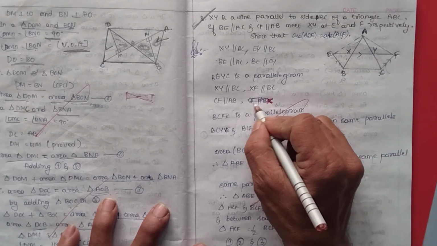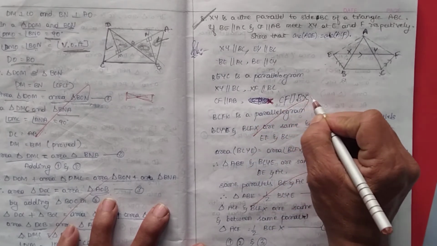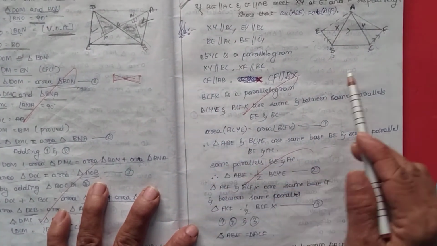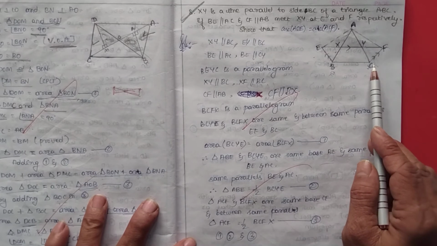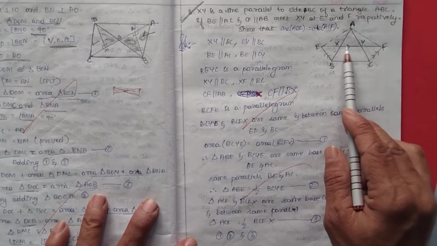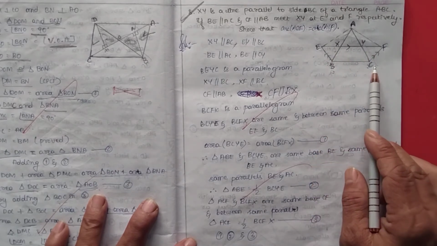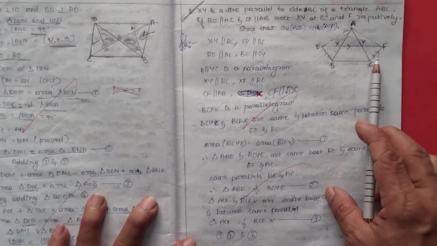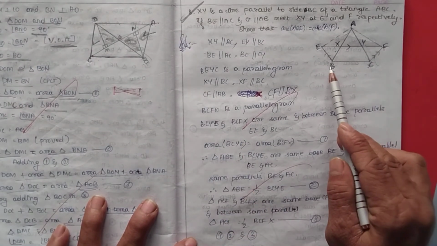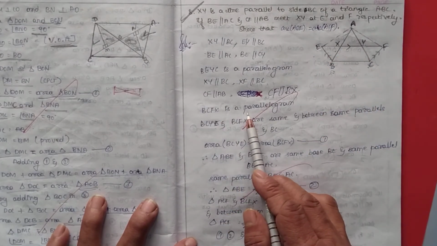Right? I will write it right here. See here, CF is parallel to BX. Right? So next, BCFX is the parallelogram we have taken. This parallelogram we have taken here, BCFX, four-sided. Right? After that, BCFX parallelogram we have taken. Then BCYE.